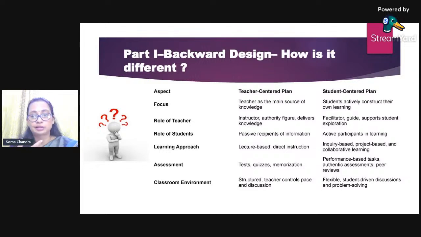Learning approach will be the lecture method. And what do we want? Inquiry based. The way we are having it right now. Sharing of ideas. Collaboration. The assessment pattern will be tests, quizzes, or memorization, rote learning. Do we want our students to do rote learning and then forget whatever they have learned in one grade by the next grade? No, we don't want that. We want performance-based tasks, authentic assessments. It can be FAs. You can give question answers and ask them to write their own answers in the class, and you can check them and give them remarks. You're assessing them. So structured, teacher-controlled pace and discussion, where the teacher is only talking and the students are only hearing. Whereas in student-centric, it will be flexible, student-driven, and a lot of discussion is happening.